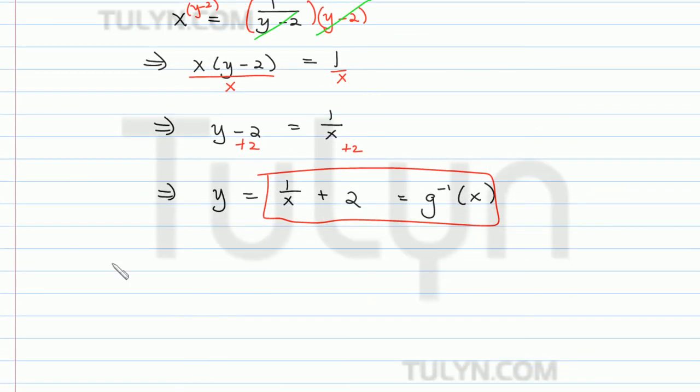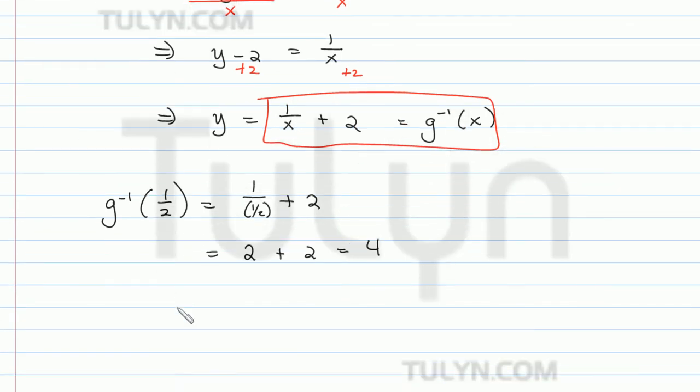So that's not so bad. G inverse of 1/2 is g inverse of x when x is equal to 1/2, right? So wherever we see an x, we want to replace it with 1/2. So we have 1 over 1/2 plus 2. This is basically the reciprocal of 1/2. So the reciprocal of 1/2 is 2, plus 2, and that's equal to 4. So, writing our answer all nice and neat, we've got g inverse of 1/2 is equal to 4.